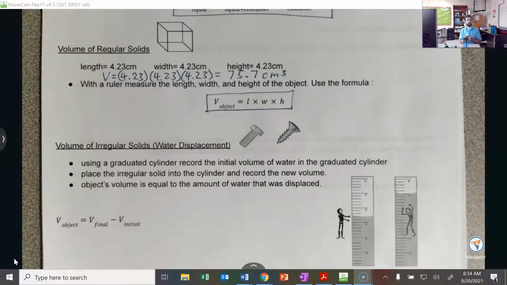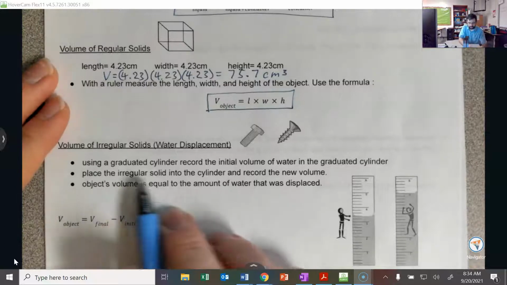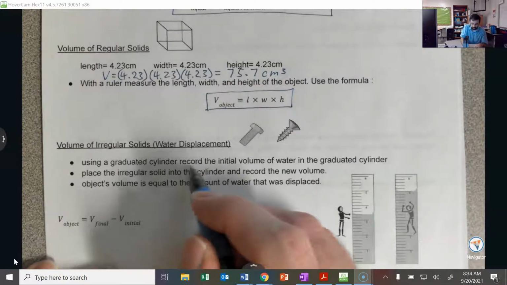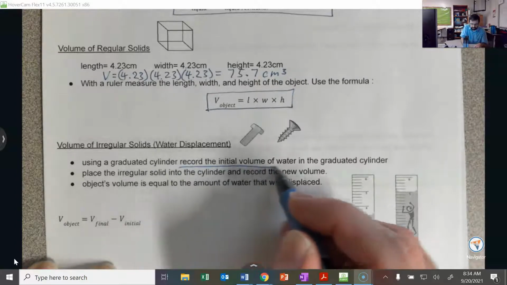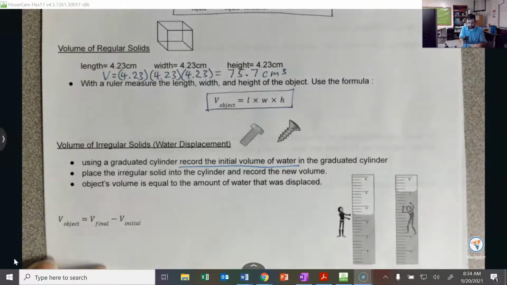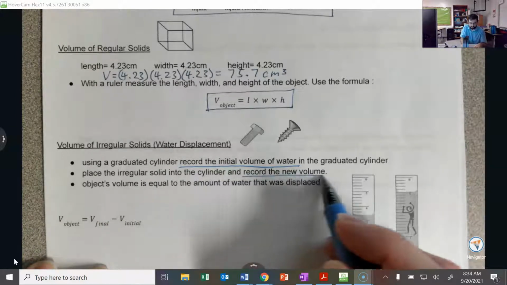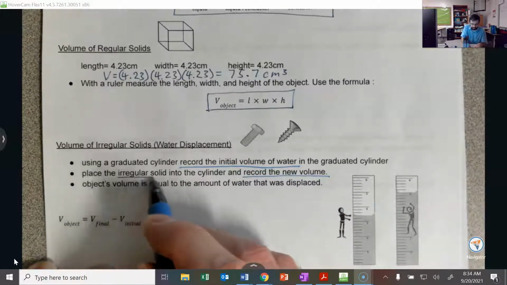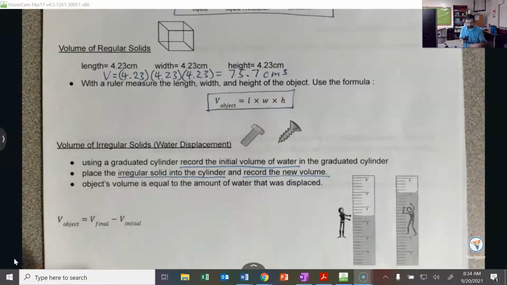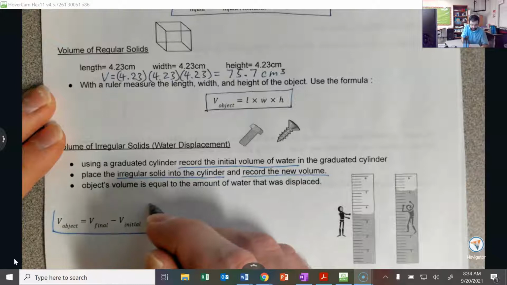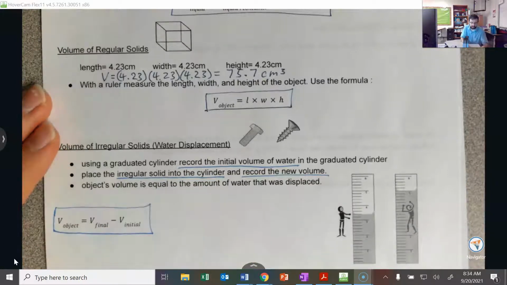So there's a couple volumes we need to measure. Using a graduated cylinder that already has some water in it, we want to record the initial volume of the water, and then we're going to place an irregular solid into the container and record the new volume when we have the irregular solid in the cylinder. Then, to find the object's volume, we will once again subtract. The volume of the object is going to be the difference between the final volume and your initial volume.